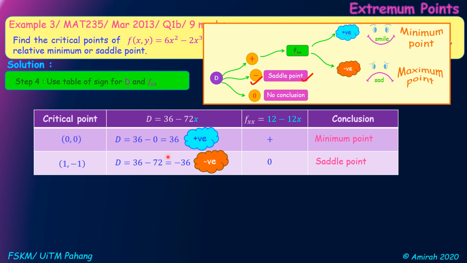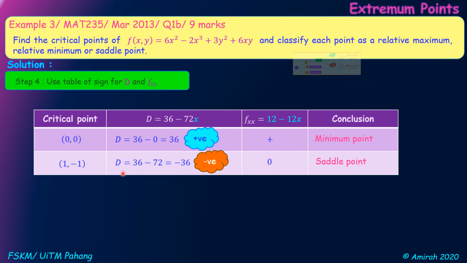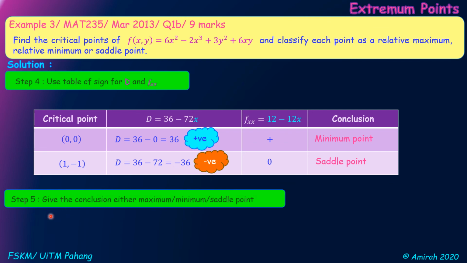Alright, so from this table, we can continue with step 5. Give the conclusion either maximum, minimum or saddle point. Okay, so from here, we have minimum point equals to 0, 0, and saddle point equals to 1, negative 1. So this is the final answer. Classify each point as a relative maximum, relative minimum, or saddle point. So this is our answer.